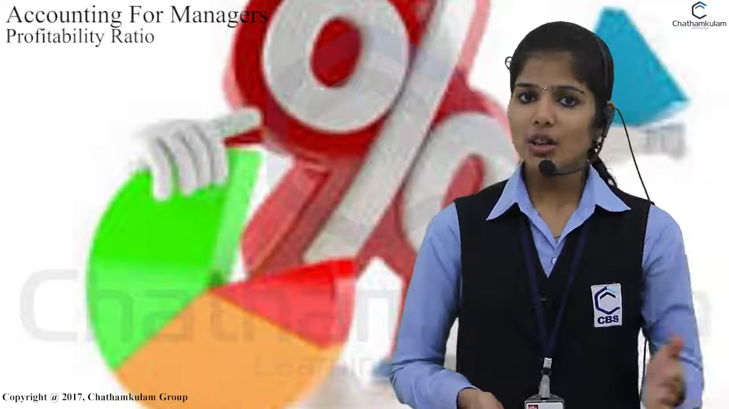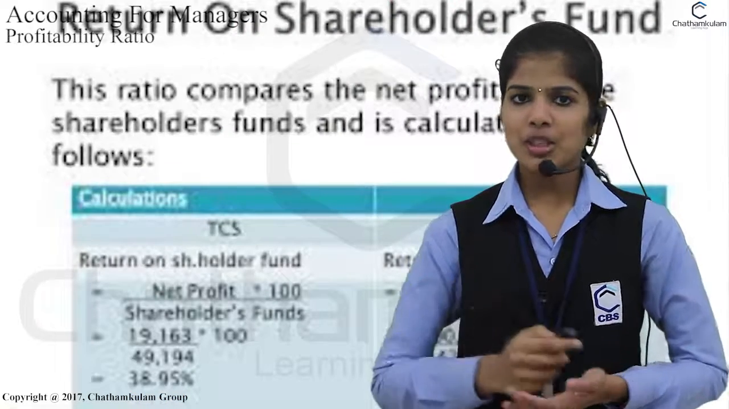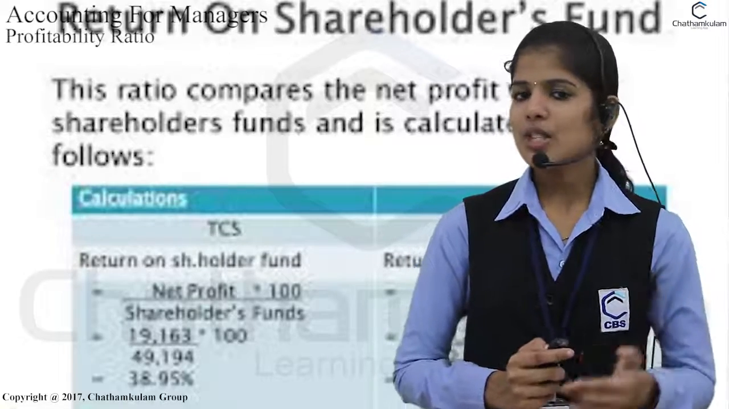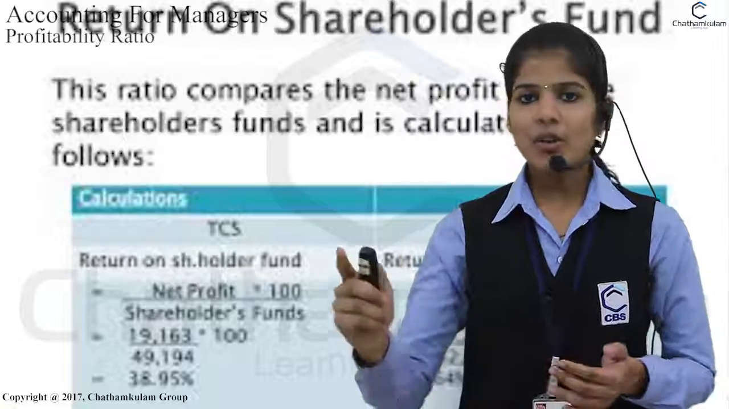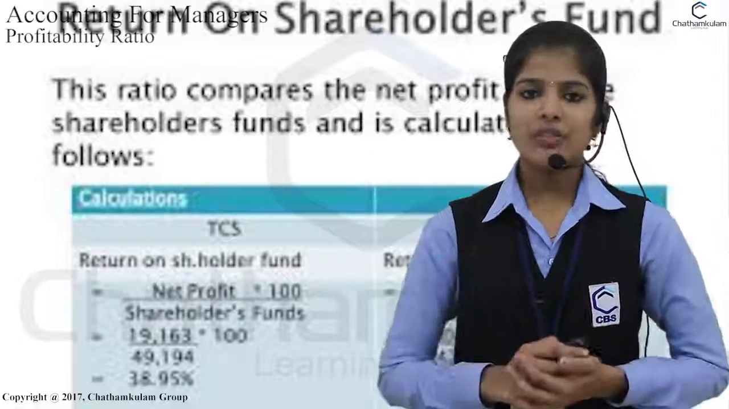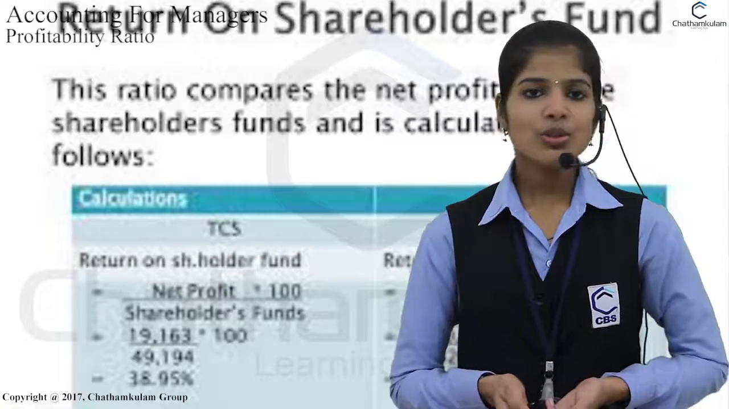Next, the return on shareholders' fund. This ratio is calculated to work out the profitability of the company from the shareholders' point of view. Return on shareholders' fund is calculated by net profit after interest and tax divided by the shareholders' fund into 100. How do we calculate the shareholders' fund? Share capital plus reserves is equal to the shareholders' fund.